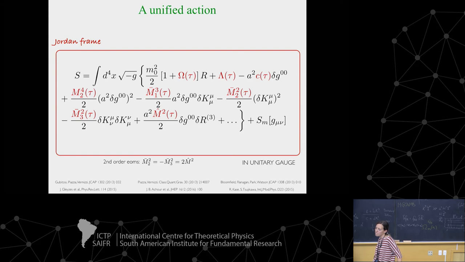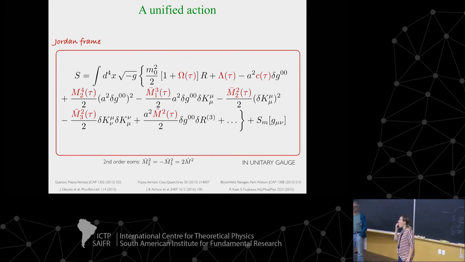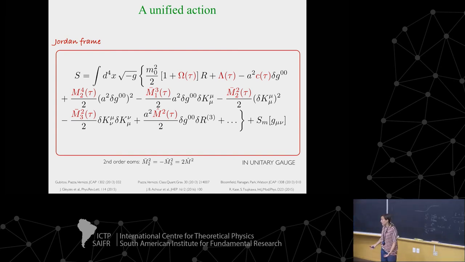Is there a code such as MGCAMB for treating both tensor and scalar perturbations? I mean, yes, you can get the tensor out of MGCAMB. But the thing is that we don't modify it. If you run MGCAMB and you make some choices for mu and gamma, you are just modifying the scalar sector.